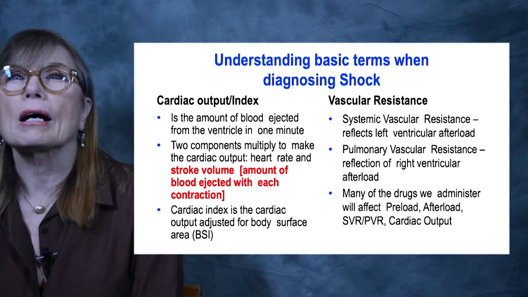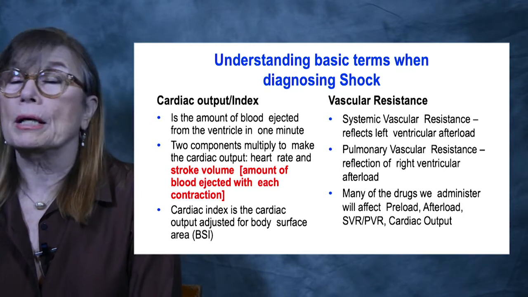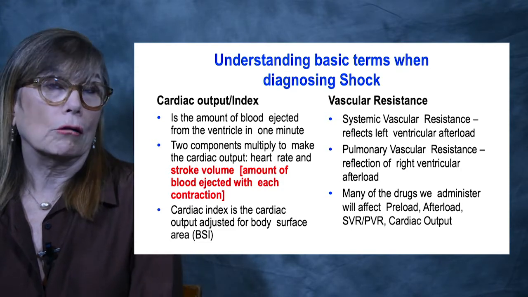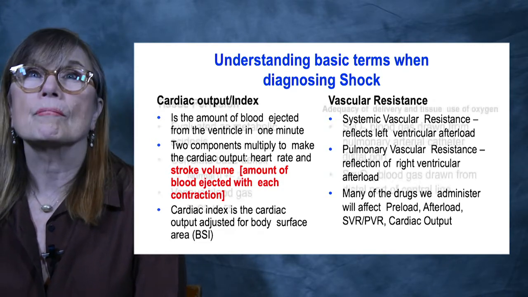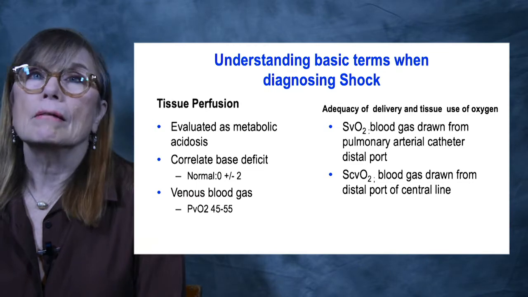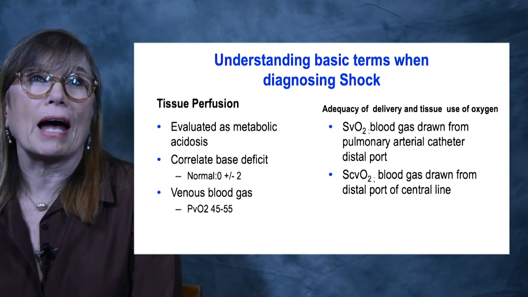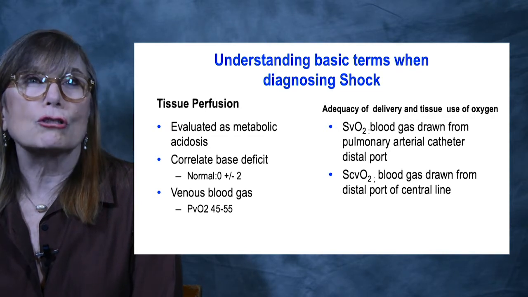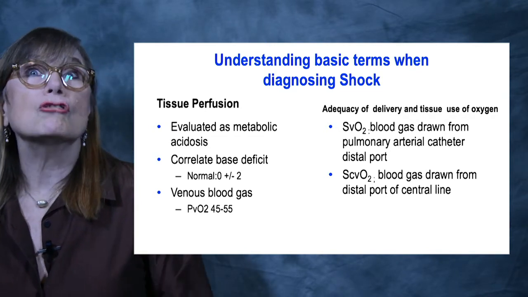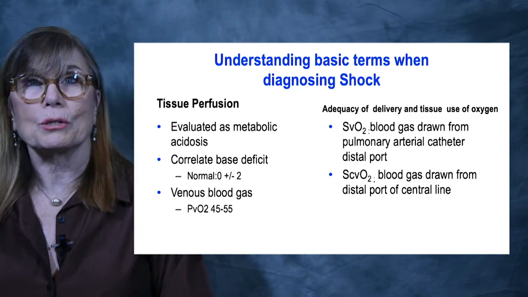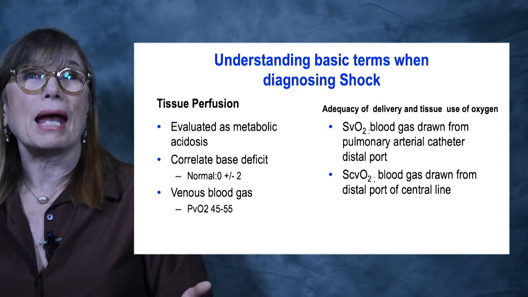Now, many of the drugs that we administer will affect preload, afterload, SVR, PVR, and of course, ultimately, cardiac output and stroke volume. And finally, the most important component that makes it the simplest for us when we're evaluating patients is tissue perfusion measures. So in general, lack of tissue perfusion is measured as metabolic acidosis. And we correlate that with the base measures.